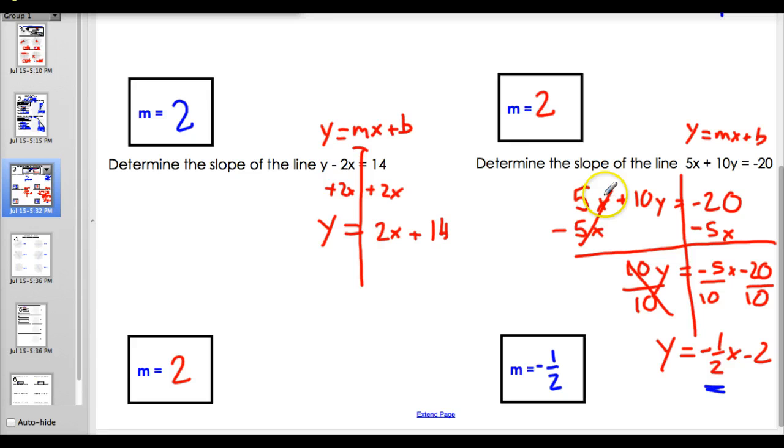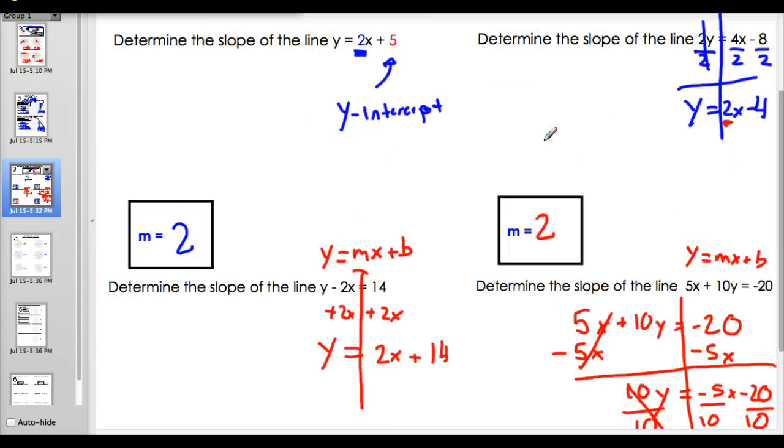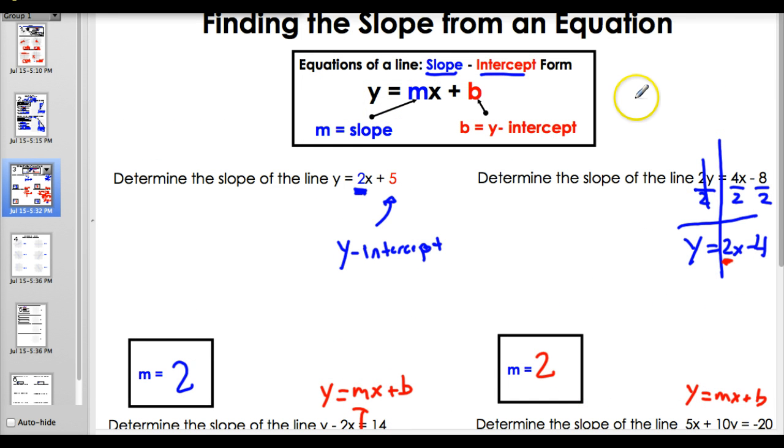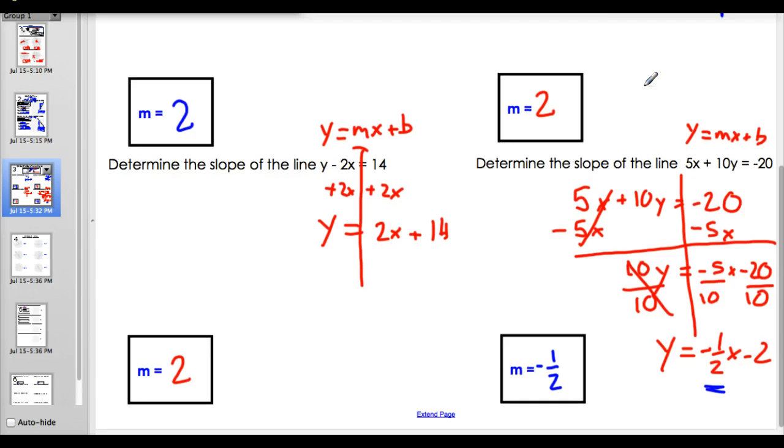So remember, to find the slope, you must put the equation into y equals mx plus b form first, meaning you solve for y.